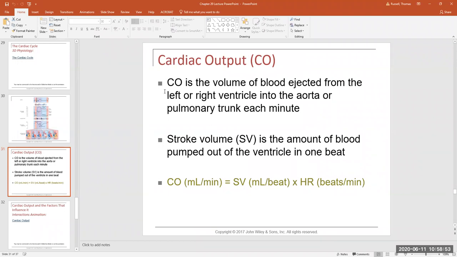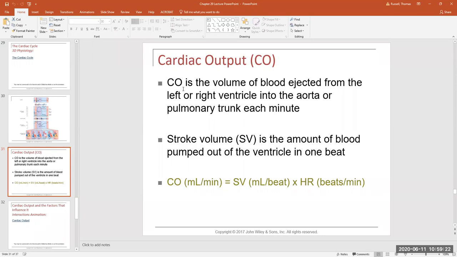Cardiac output is a diagnostic measurement of the efficiency of a person's heart. It is the volume of blood that is ejected from the heart every minute. So how much blood do the ventricles eject from the heart every single minute is important. It's called the cardiac output, the CO.